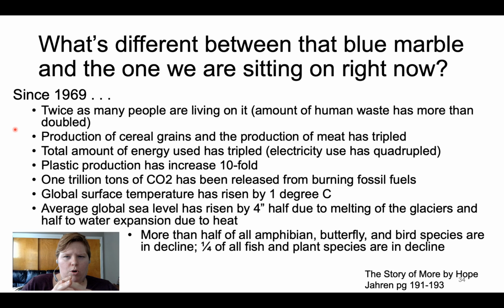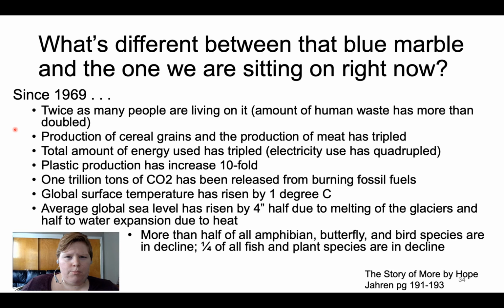And when we looked at fossils and phylogenies, we looked at the fossil record, and we're seeing evidence that we're in a 6th extinction. Since 1969, more than half of all amphibian, butterfly, and bird species are in decline. And 1/4 of all fish and plant species are also in decline due to things like habitat loss and the changing environment. So even just in these last 50 years or so, we've changed human behavior to the point where we're able to make more than we've ever made before, we're consuming more than we've ever consumed before, and it's taking a toll.